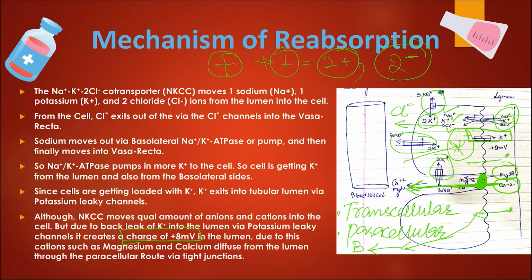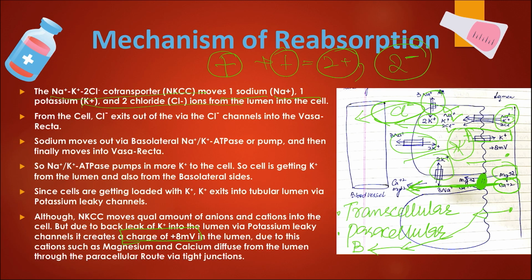So the summary of this slide is the sodium potassium cotransporter moves one sodium, one potassium and two chloride ions from the lumen into the cell. And from there the sodium gets into the vasa recta or blood vessel via the sodium potassium pump, and chloride also gets out of the cell via the chloride channels. Because of the sodium potassium ATPase or sodium potassium pump, the cell gets loaded with potassium. It was already loaded with potassium because of this cotransporter.